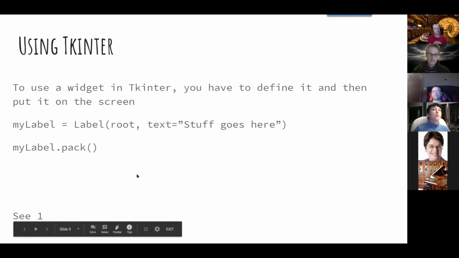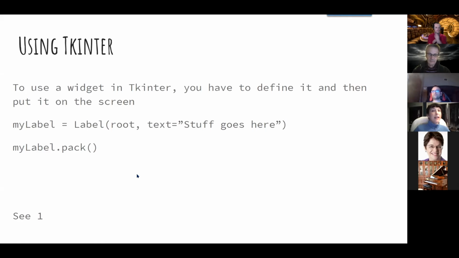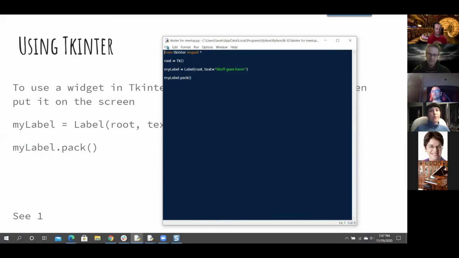To use a widget in Tkinter, you have to define it and then put it on the screen, i.e. here we are defining the label, and then we're using pack to put it on the screen. And again, you saw that earlier, and I just ran that program. Where did it go? Right. So there it is. Just goes right onto the screen.